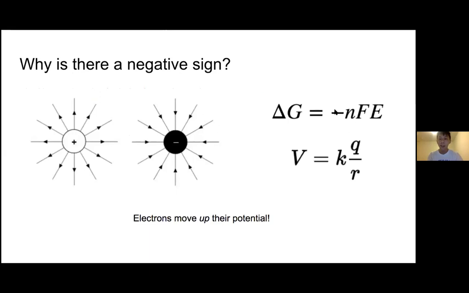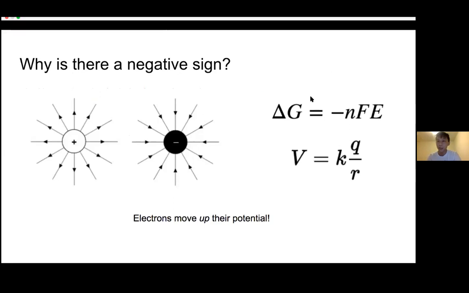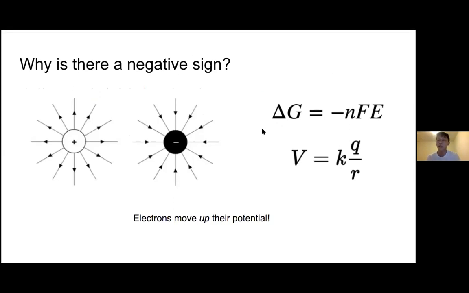So why is there a negative sign, right? This is what confused me a lot, so I want to spend a little bit of time on it so you guys don't get confused. Heather mentioned that electrons move up their potential, right? We're used to free energy moving down. A negative delta G is spontaneous, but a positive standard reduction potential is spontaneous for electrons. So why is this? In the corner, you see V equals KQ over R, where K is Coulomb's constant, Q is the source charge I was talking about, and R is the distance.